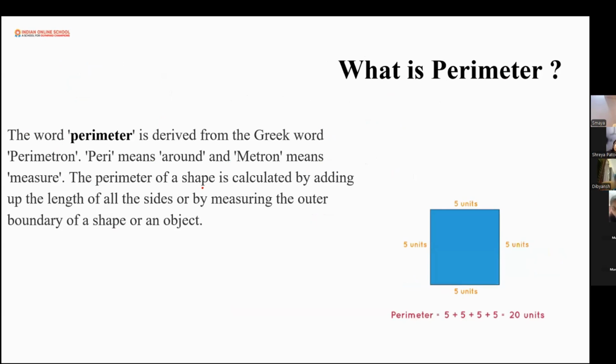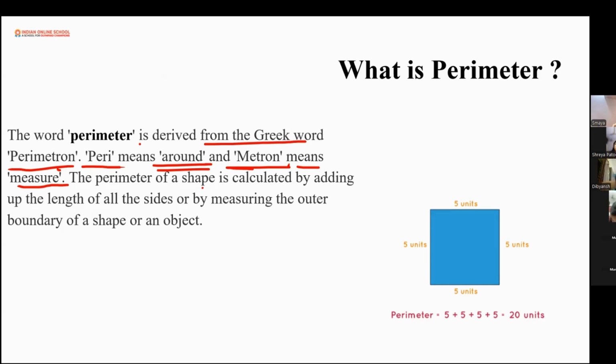Okay, next comes perimeter. Perimeter is very interestingly derived from a Greek word known as perimetron. Peri means around, and metron means measure. So basically, when we combine it, perimeter means what? Measuring around something.